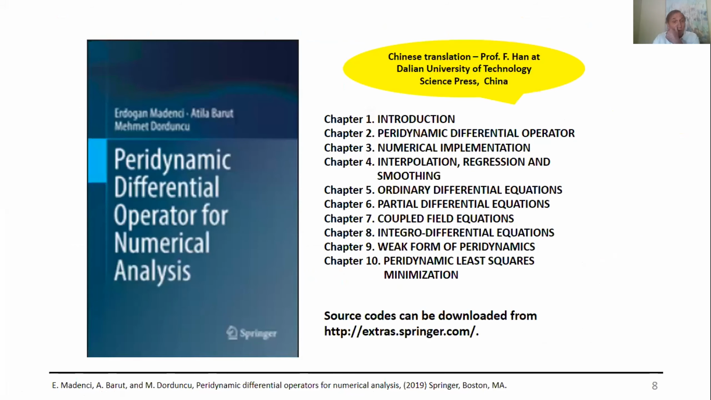If you want to learn more about the peridynamic differential operator, we have a book out. It came out in 2019. It has many example problems, and all of the source codes related to these example problems can be downloaded from this site. Also, Professor Fei Han at Dalian University of Technology translated the book into Chinese. It's published by Science Press China.